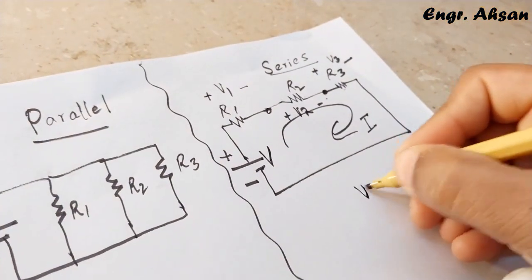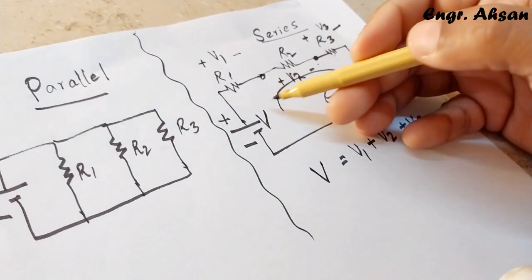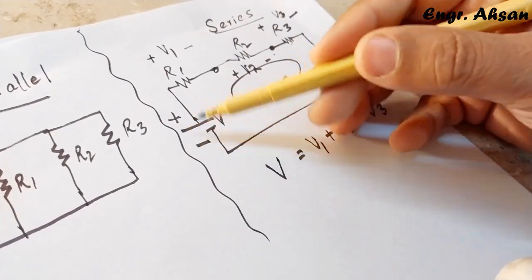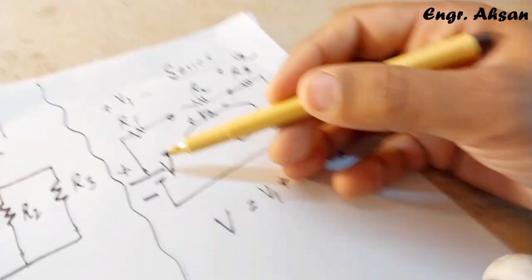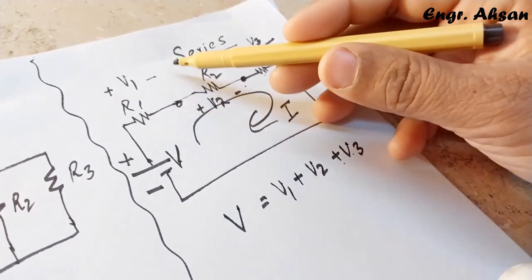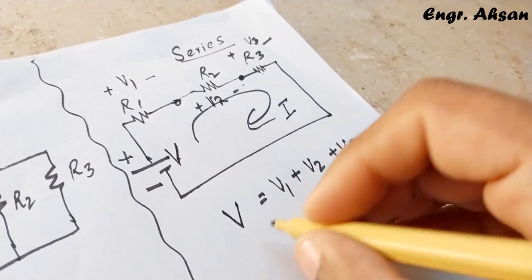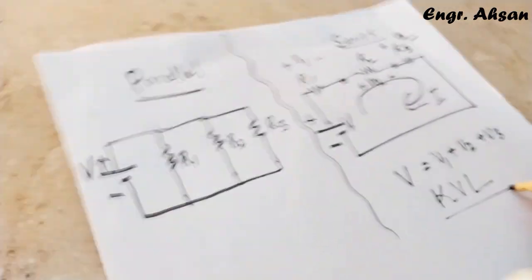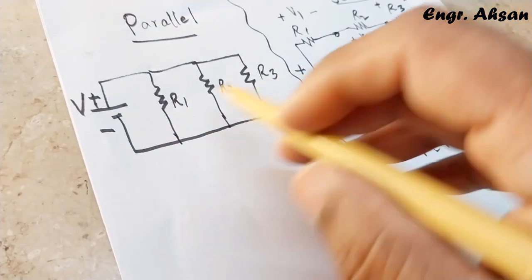If you add V1 plus V2 plus V3, you are going to get the applied voltage. The applied voltage that the source of EMF, like a battery, provides would be equal to the algebraic sum of the voltages across each component. This law is called Kirchhoff's voltage law, KVL. And here these resistors are connected in parallel combination.